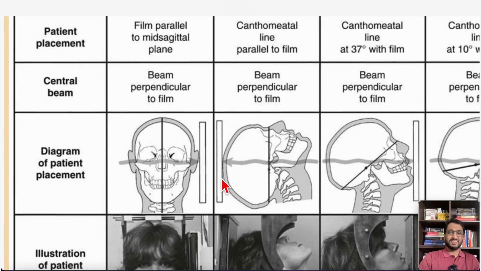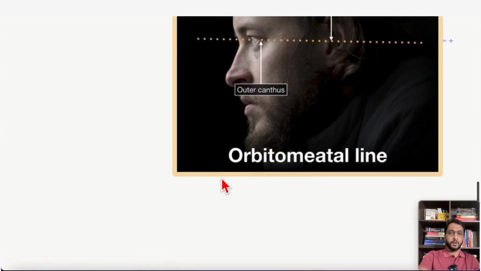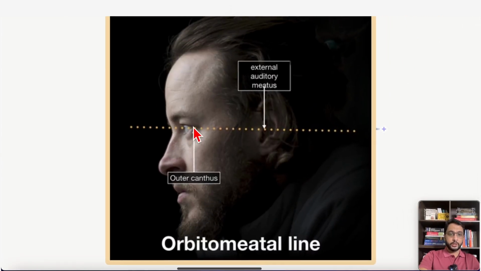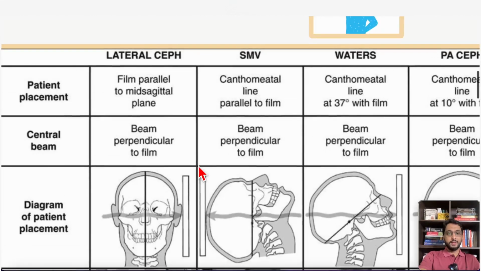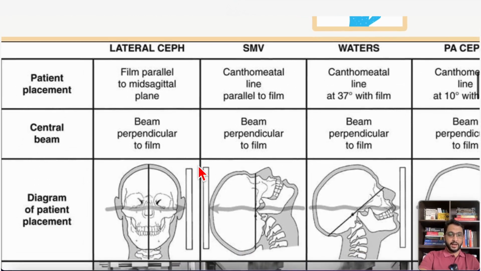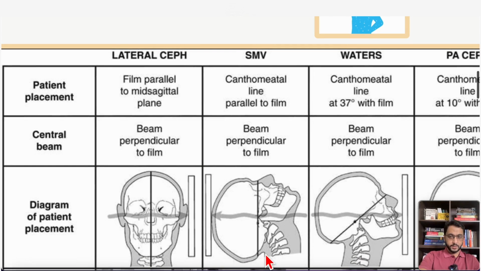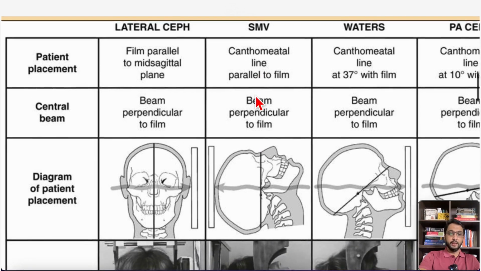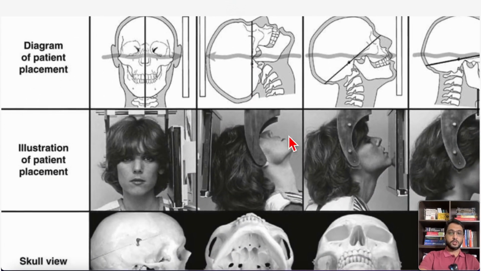Now you'll ask me, what is the cantomeatal line? This is the outer canthus of your eye, and this is the external auditory meatus. So this line is the cantomeatal line. Another name for it is orbitomeatal, because the outer canthus is a part of your orbit. So for SMV, it's kept parallel to the cantomeatal line. There will be a small tilt coming later on, and you're just coming down.